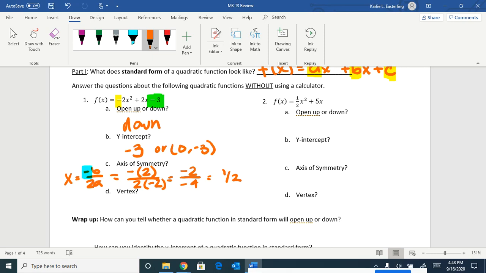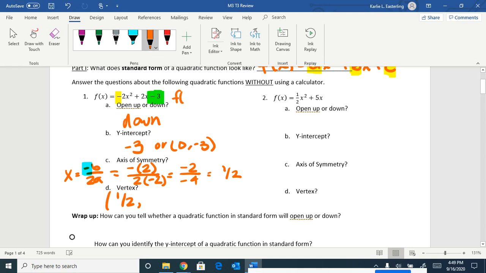The very, very important thing about knowing your axis of symmetry and getting it correct is that x equals 1/2, that 1/2 is the x value of our vertex. So we need to know how to find that axis of symmetry correctly to be able to get the correct value of our vertex. Because if you don't get the correct x value of your vertex, you're not going to get the correct y value of your vertex. And to get this correct y value, you're going to plug in that x value into our original equation.